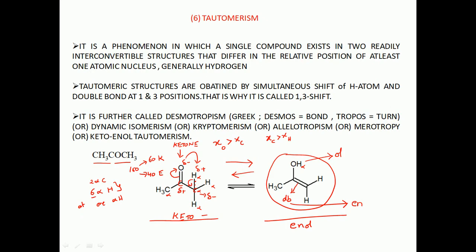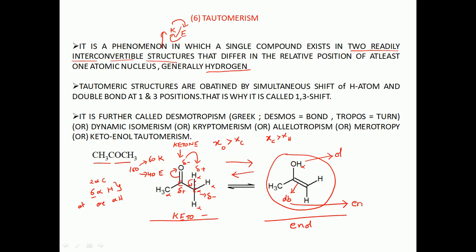So let us go to the definition of tautomerism. So what is the tautomerism? It is a phenomenon in which a single compound exists in two readily interconvertible structures. What are the interconvertible structures? Interconvertible structures are keto form and enol form. So keto to the enol, enol to the ketone, they convert from one another. They differ in the relative position of at least one atomic nucleus. That atomic nucleus is hydrogen.